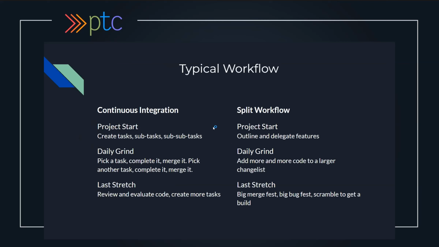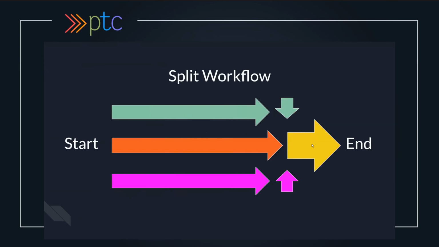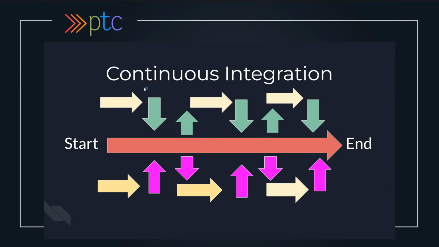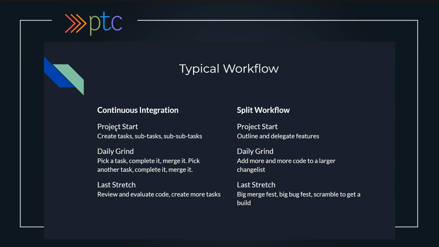So I'll go over what the typical workflow looks like when you're working on a project using Plastic SCM. So here's the continuous integration, and here's the split workflow. Just as a little reminder, the split workflow is the thing you do with Git, where right at the end you merge it all, and continuous integration is what I just talked about, so you know what that is. But right when you start the project, you would create tasks, create subtasks, and sub-subtasks, and keep on going until you've got a ton of small things to do.